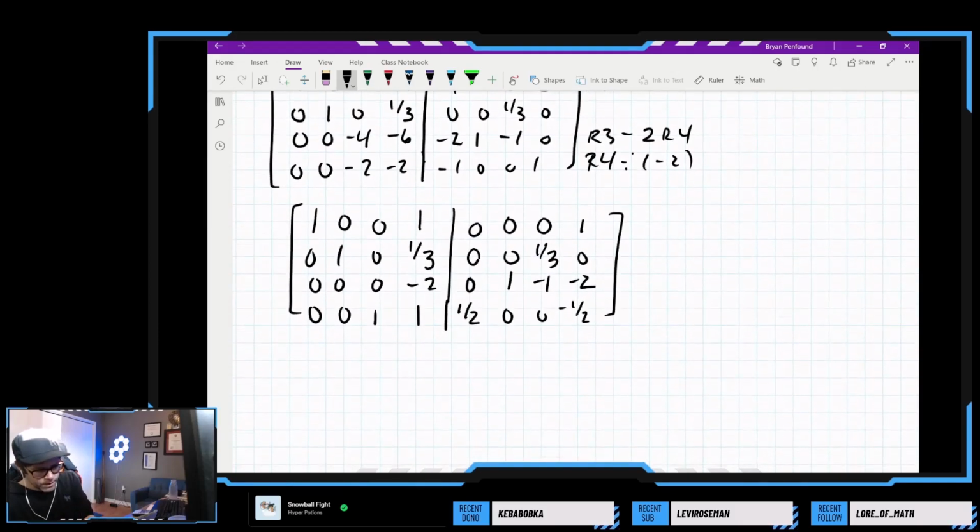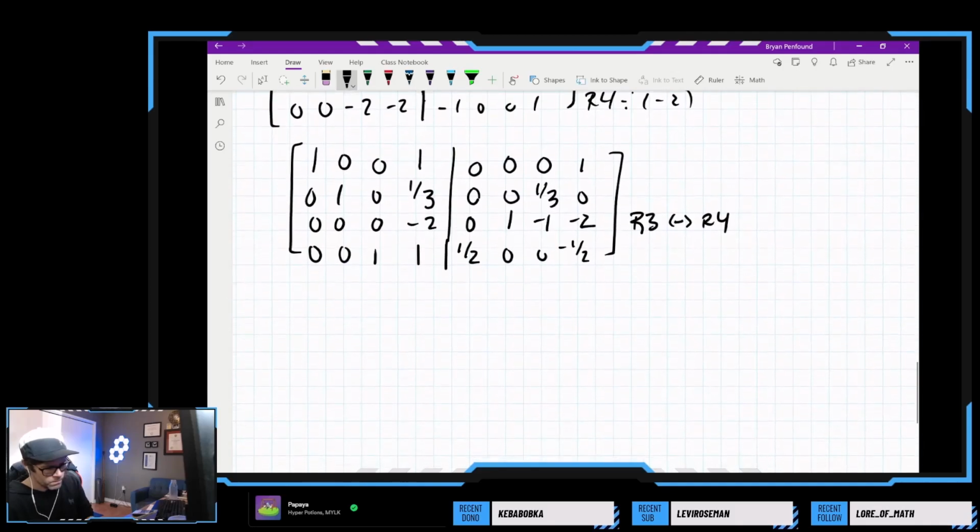So let's go ahead now and let's move row 3 into row 4. So that we have our leading one in row 3 that we're looking for. And I suppose along the way we could probably also divide this by negative 2. So maybe I'll write it something like this. So let's take row 3. Let's go ahead and divide that by negative 2. And then we'll do a row 4, row 3 swap.